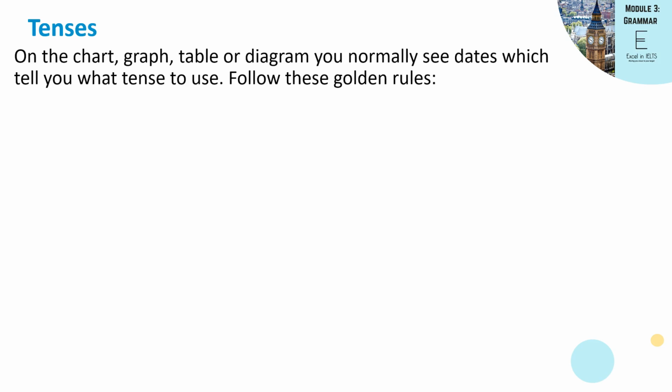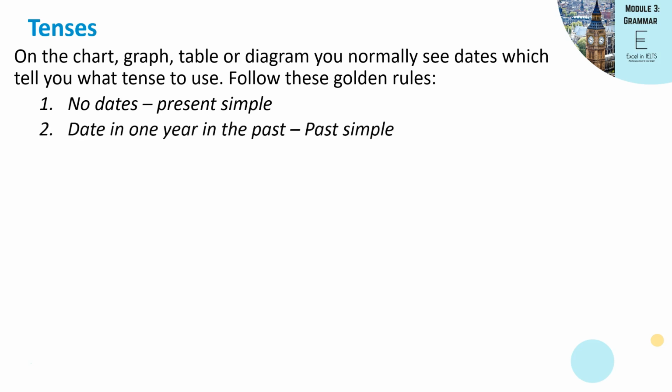When it comes to any graph, chart, table or map, you'll normally see dates, and this tells you what tense to use. For instance, if there is no date, some of them actually don't have a date whatsoever, then in that case you can assume it's in the present and you can use the present simple. If, however, there is a date and this time it's 1 year in the past, then in that case the past simple is the most appropriate tense to use.